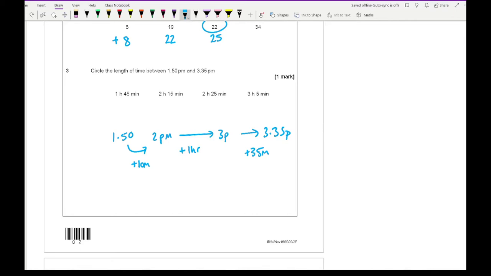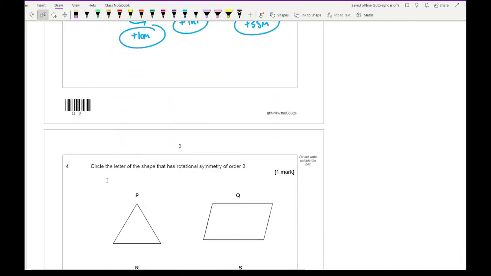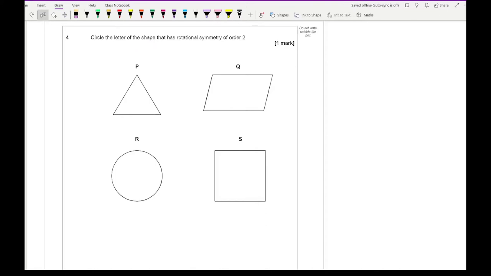So all we need then to do is add these times up. So I've got 1 hour plus 10 minutes plus 35 minutes, which is 1 hour and 45 minutes, which is there our first option.